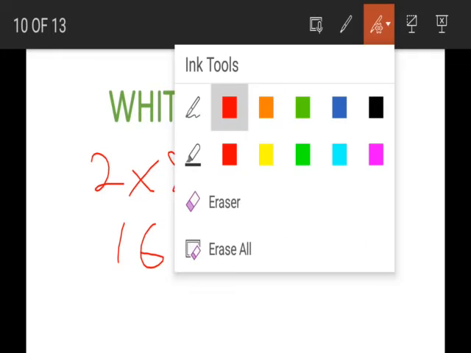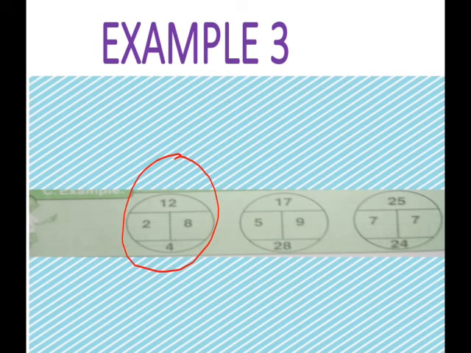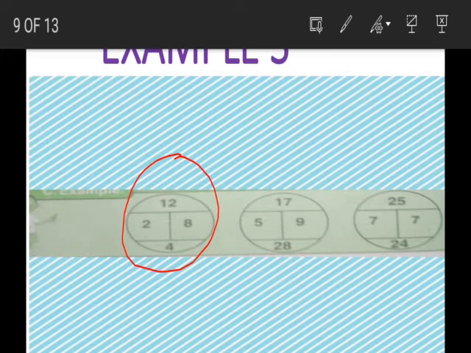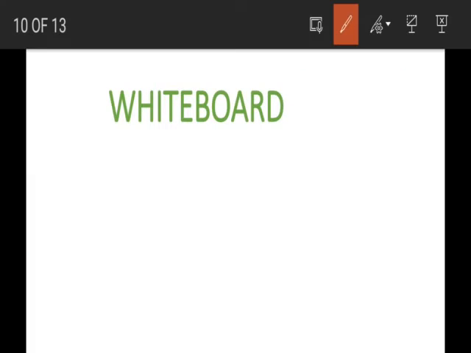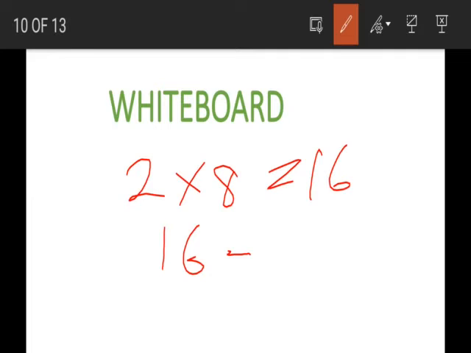Alright. Let's go back. Assuming 4 was not given, what do you do? Let's go back to our board. If 4 was not given, you do 2 times 8, which will give you 16. Then 16 minus 12 will give you 4. Okay.